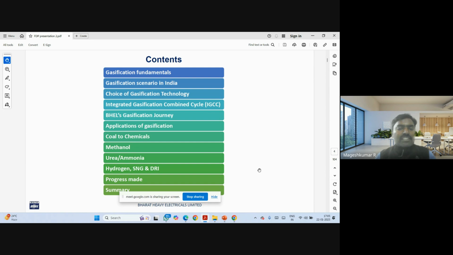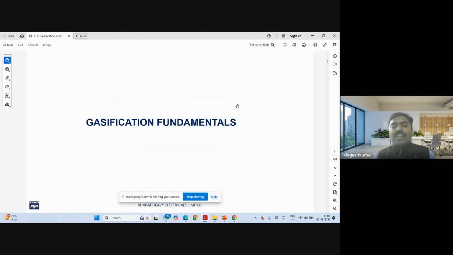Then the applications of gasification, what it can contribute, what coal to chemicals is, how methanol is produced from coal, how urea and ammonia are produced from coal, how hydrogen and SNG are produced, as well as how coal gasification aids DRI, what progress was made, and I will try to summarize in today's 1.5-hour session. Participants are free to ask any questions in between if they want to. It is not a disturbance. More than that, it will add value to today's session as a whole.